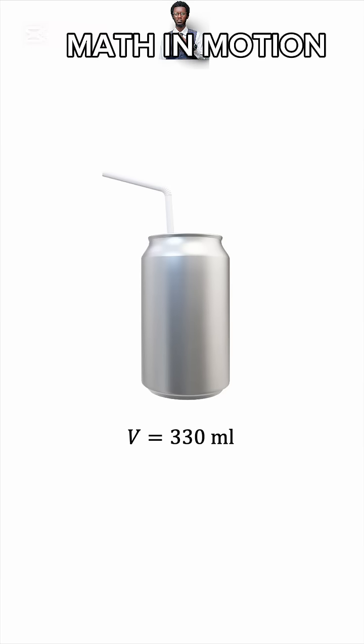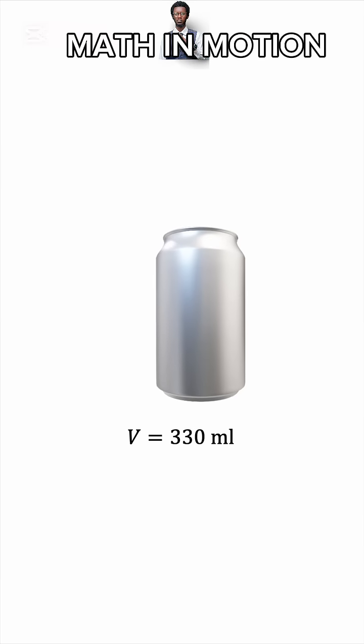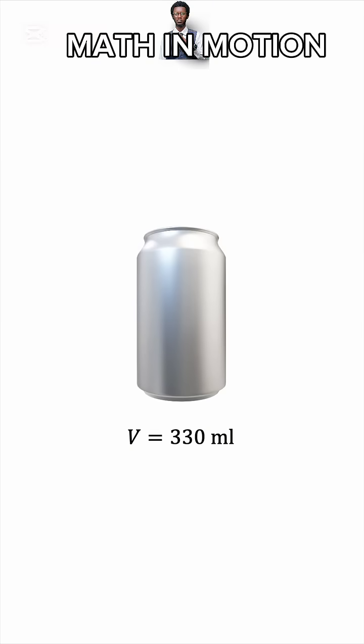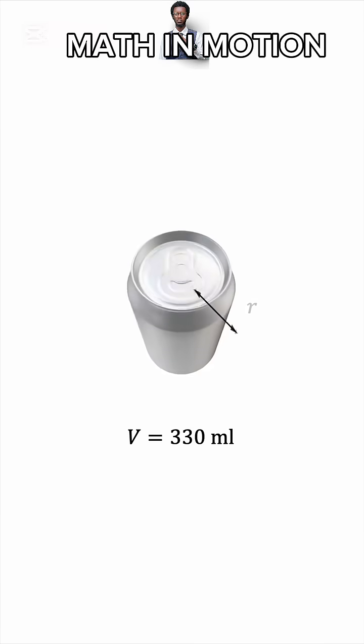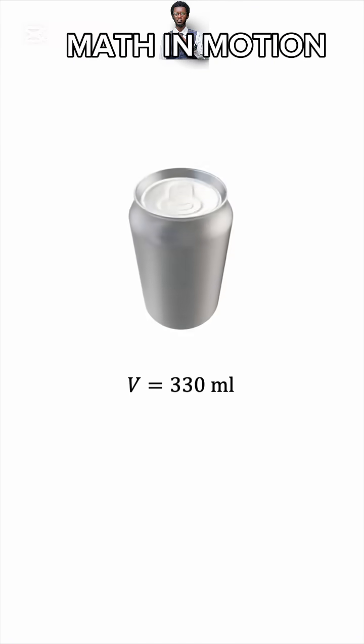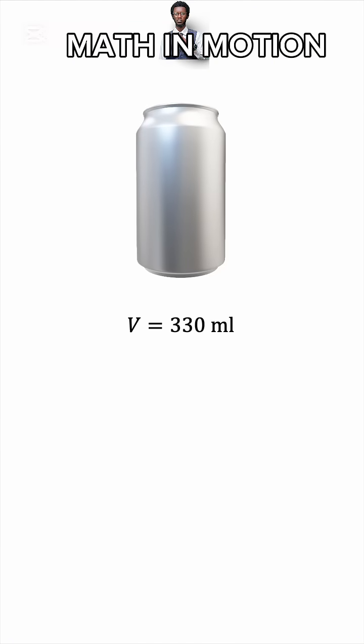Speaking of volume, what geometrical object best models the can we have? I think we all agree it must be a cylinder of height h and radius r. So what dimensions give us the least amount of material possible?